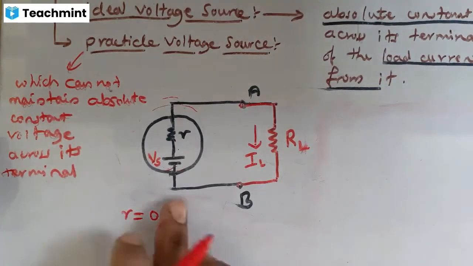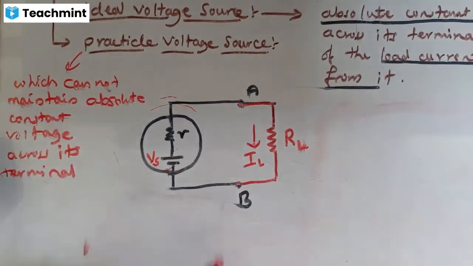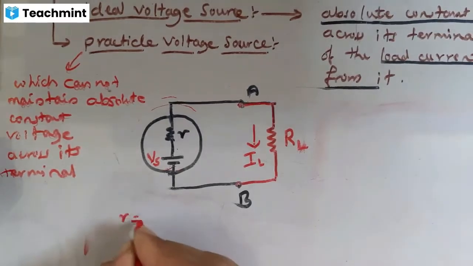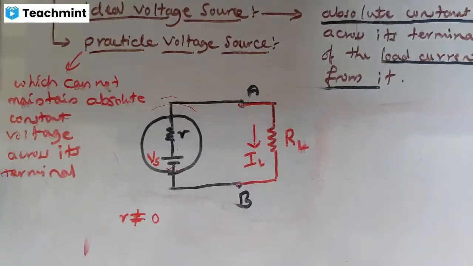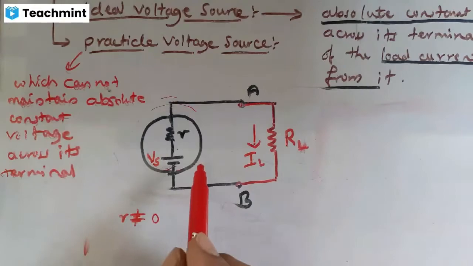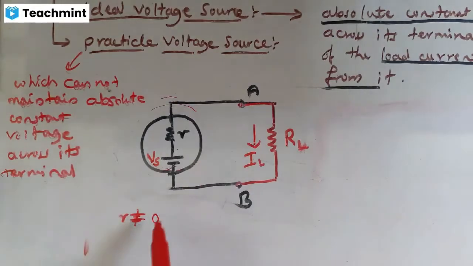For the practical source, what you have to do? You have to write R equals some value, R not equal to 0, for the practical voltage source. The circuit diagram remains the same, the only thing is the R value you have to mention below the circuit diagram.